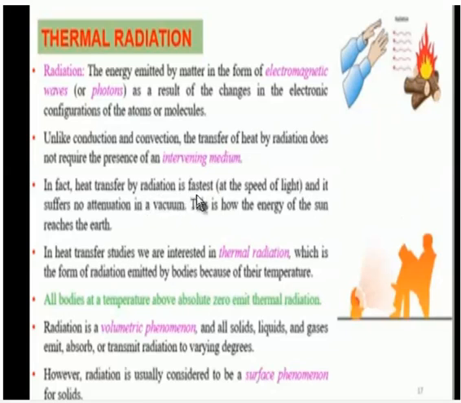Heat transfer by radiation is fastest. As compared to conduction and convection, heat transfer by radiation is faster and it suffers no attenuation in a vacuum. This is how the energy of the sun reaches the earth. One best example of the radiation mode of heat transfer is the energy transferred from the sun to the earth, which does not require any medium.